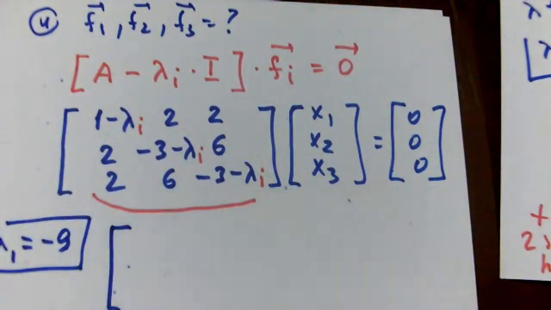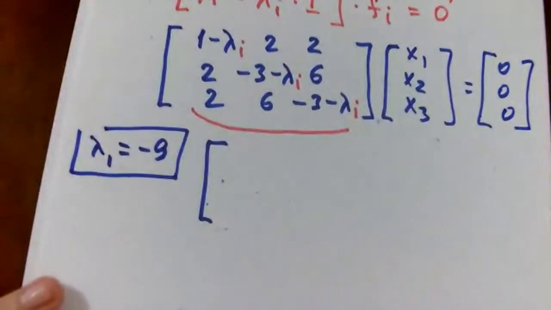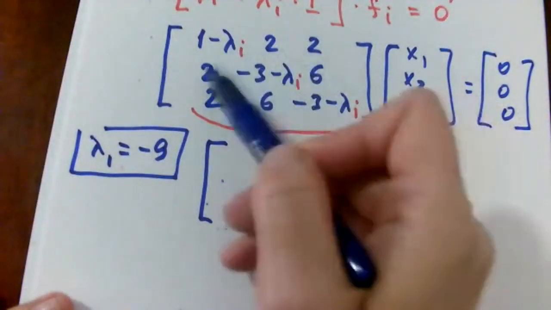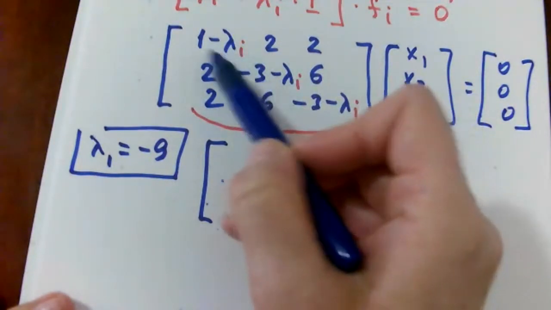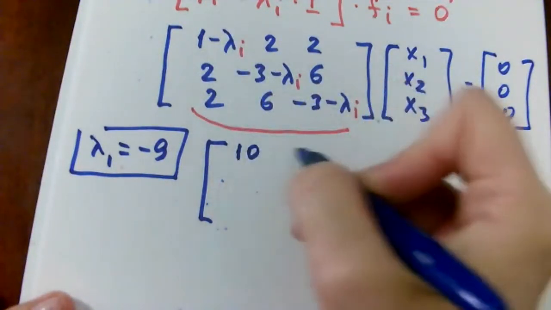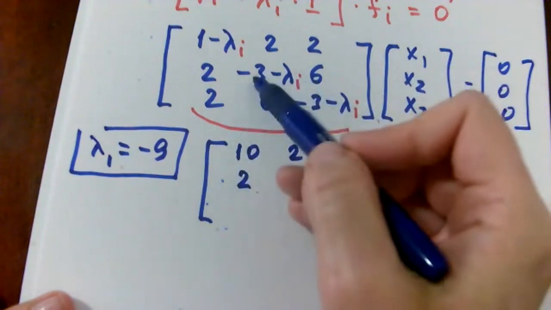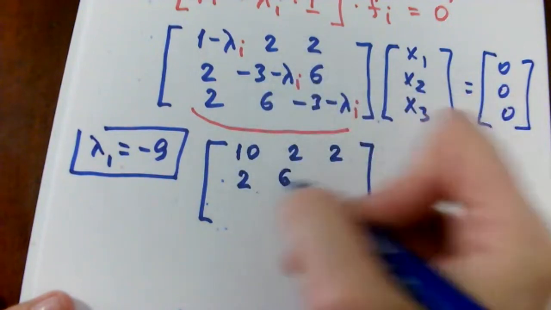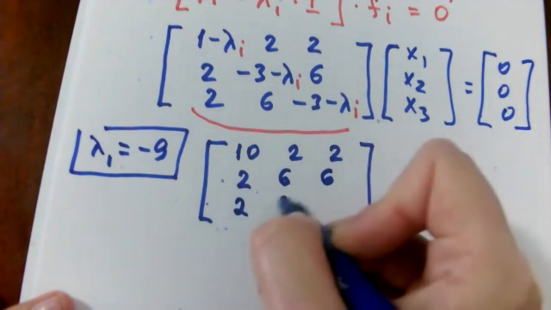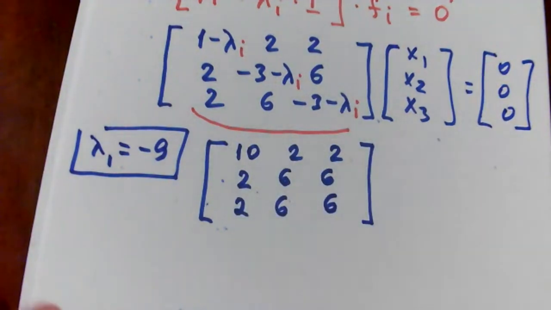What do we need to do? We need to substitute minus 9 instead of lambda here and start dealing with this matrix. Okay, the first element will be 10. 10, 2 is the first row. The second row will be minus 3, minus 6, 2, 6, 6. And this will be 2, 6, 6 as well.